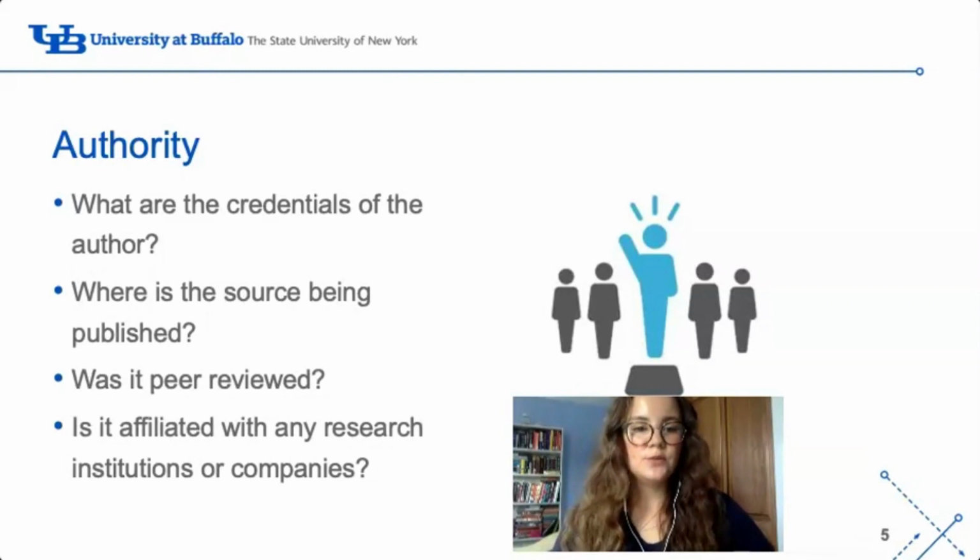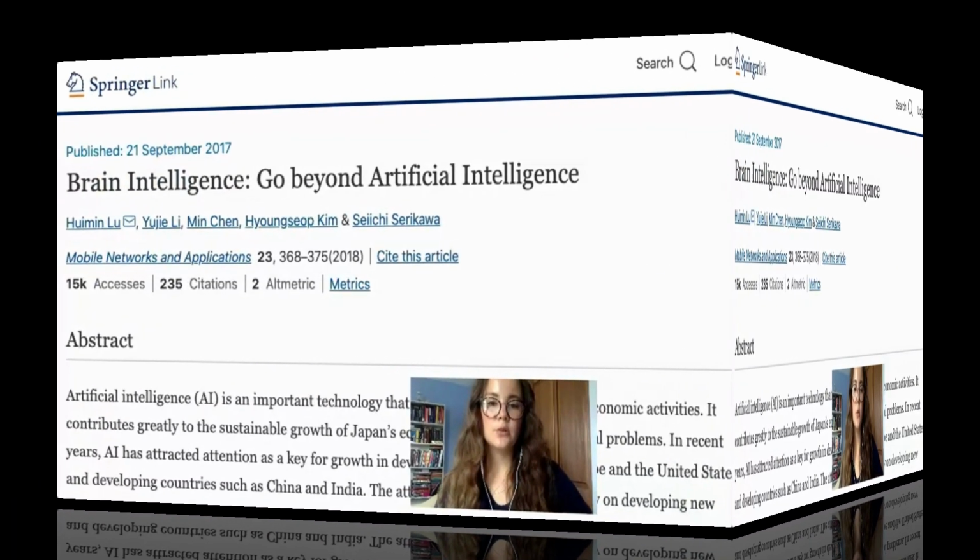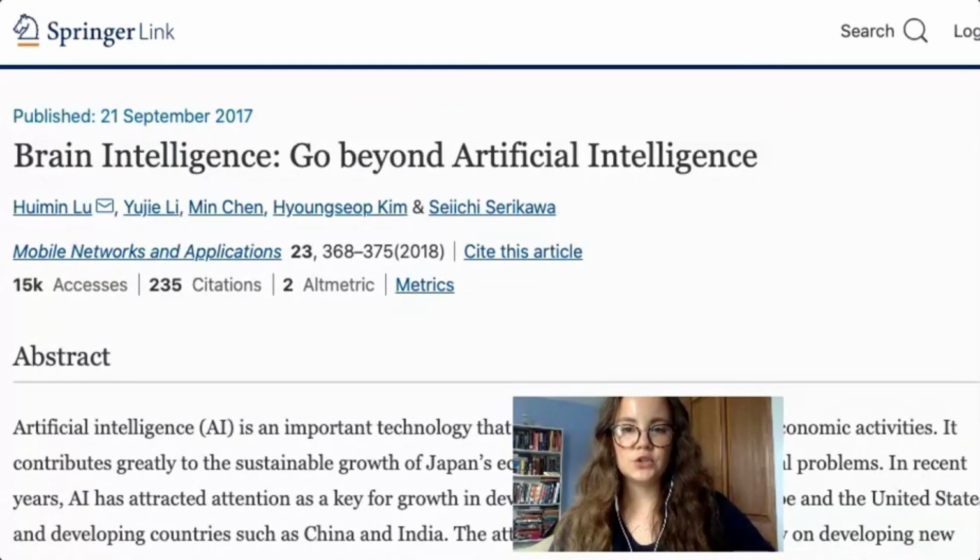For example, if in researching artificial intelligence you find two sources, where one is a journal article published in the journal Mobile Networks and Applications, and the other is a blog. Let's examine the authority of these two sources. Here is the article Brain Intelligence: Go Beyond Artificial Intelligence that was published in the peer-reviewed journal Mobile Networks and Applications. You can see that this source was published by a reputable peer-reviewed journal, meaning the article was verified by other experts in the field, and is published by a journal in the field that we're talking about.